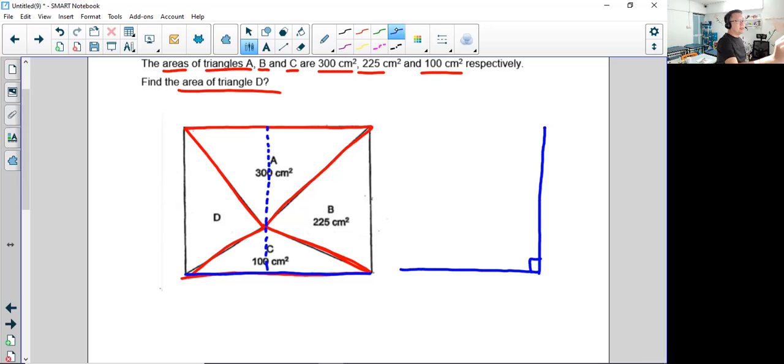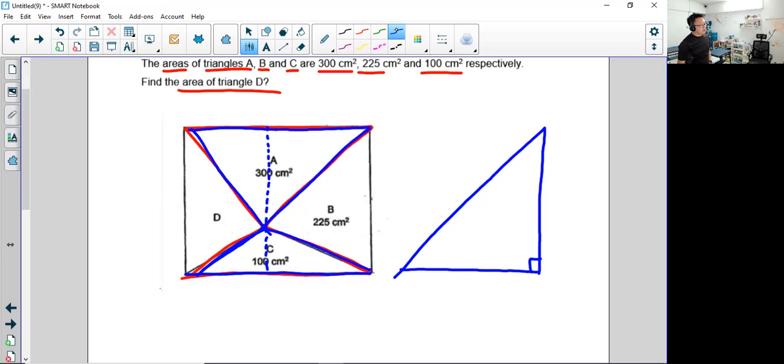Now you can see that this is a right angle triangle that has the same area as these two triangles, which I'm highlighting. See? The right angle triangle has exactly the same area as these two blue triangles. And that is my areas A and C. So what is area A? Area A is 300, and C is 100 centimeters square.